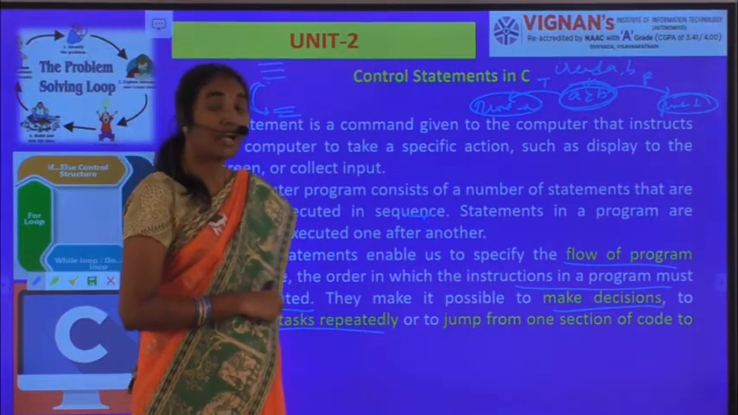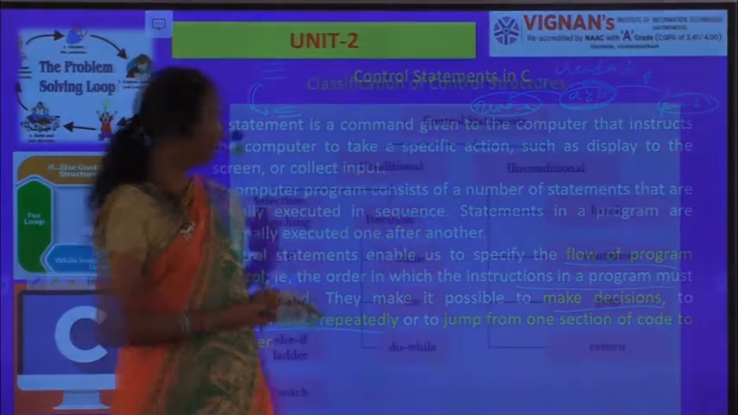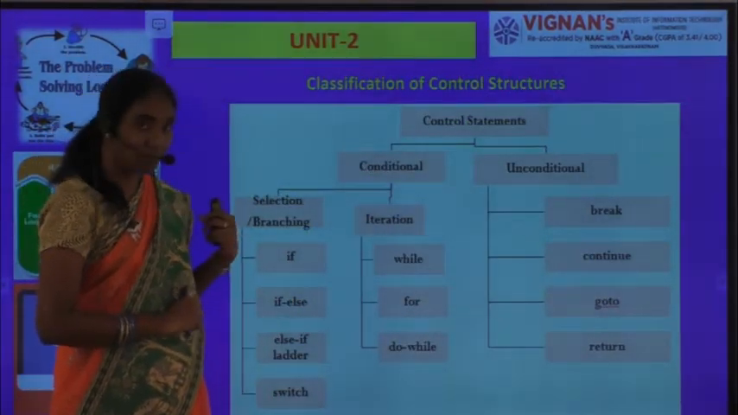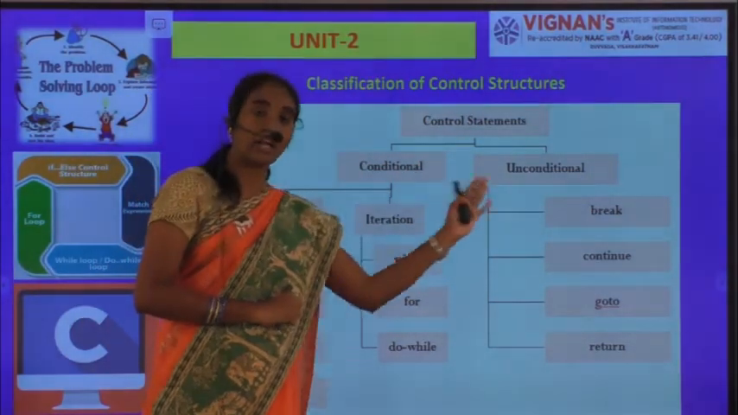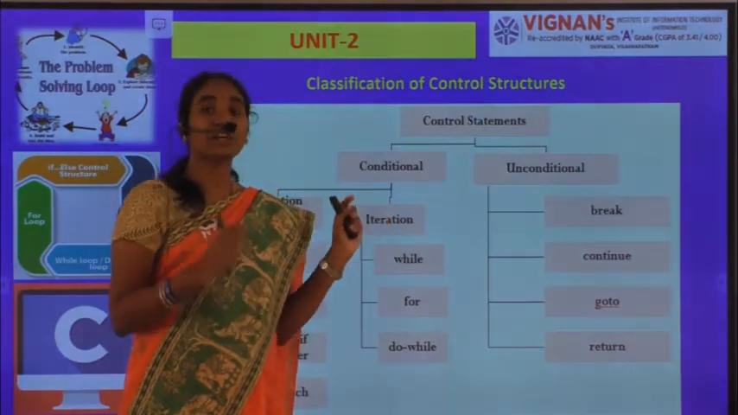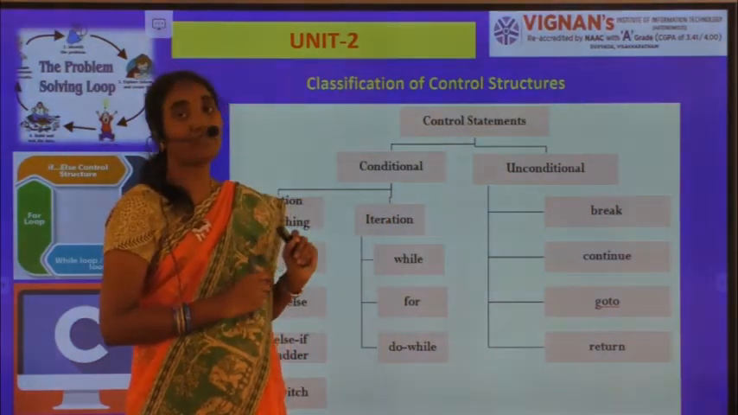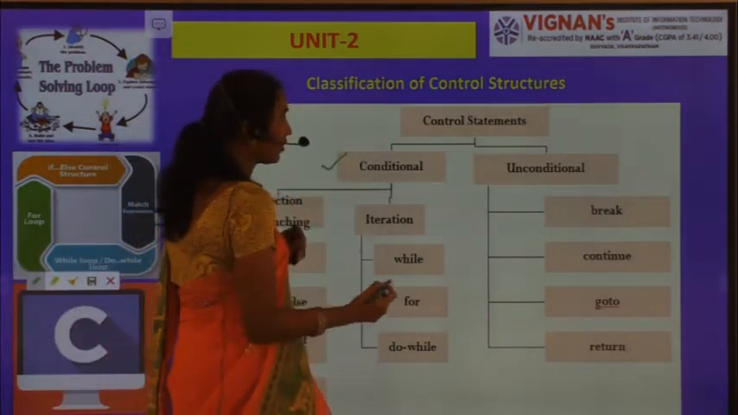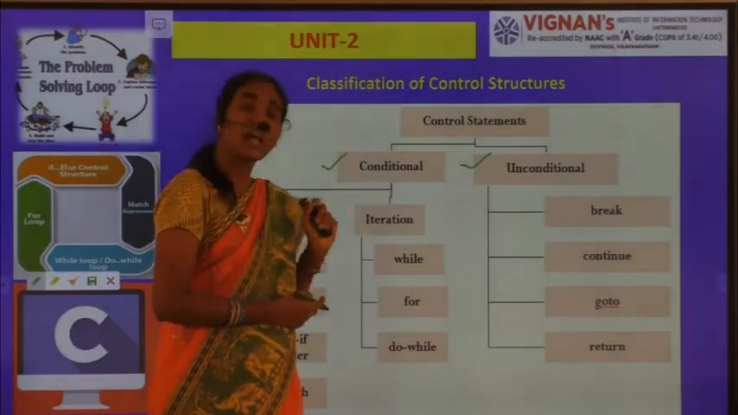Now let's move to the classification of control structures, or types of control structures we have. Basically the control structures are of two types, conditional and unconditional. Conditional means here we are giving some condition as part of those statements. Here we have basically two categories. One is conditional and another one is unconditional.